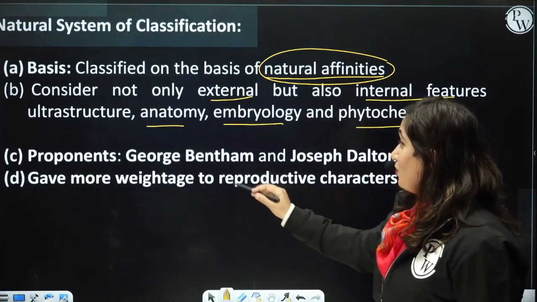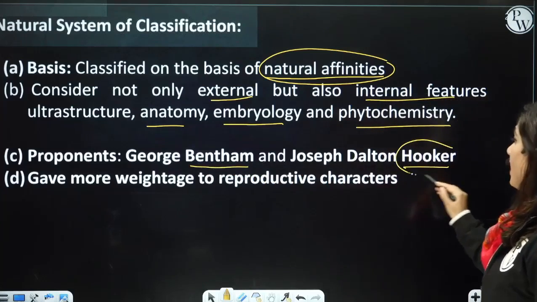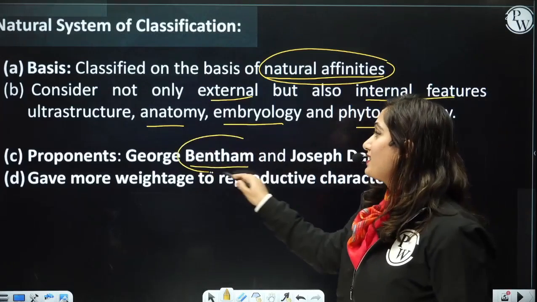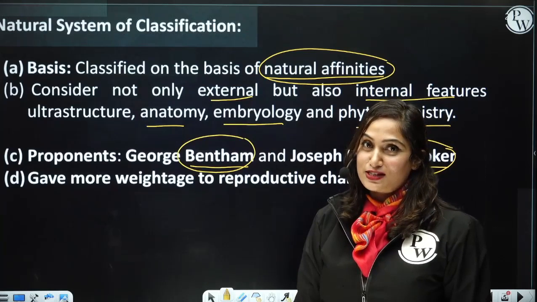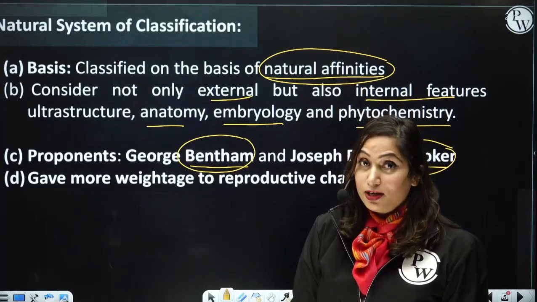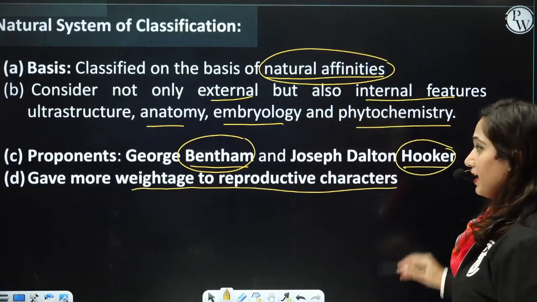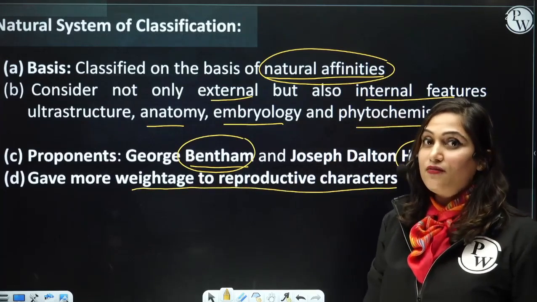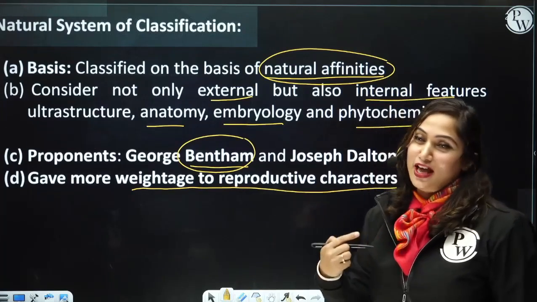And the very famous scientists Bentham and Hooker's system of classification is the natural system of classification. And what is good about it? That it gave more weightage to reproductive characters. The artificial system gave equal importance, but it gave more weightage to reproductive characters.